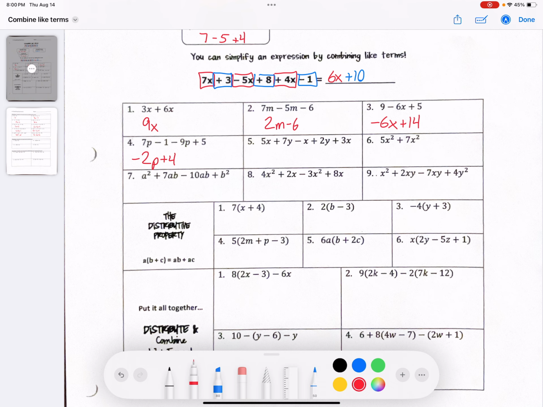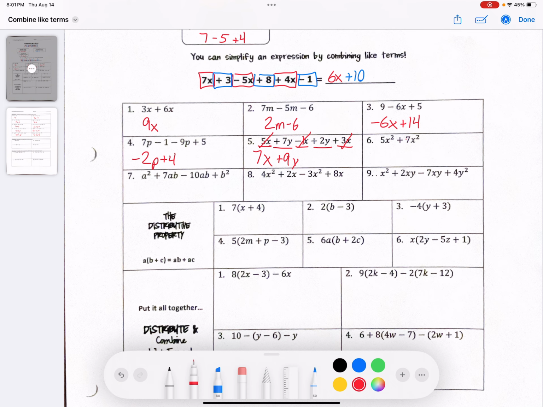Then on number 5, there's a lot going on here, so I'm going to underline stuff. So I've got 5. There's a 1 here, so minus 1 plus 3. So 5 minus 1 is 4, plus 3 is 7x. I'm going to cross those out because I used those. Then we have 7y plus 2y. So 7 plus 2 is positive 9y.